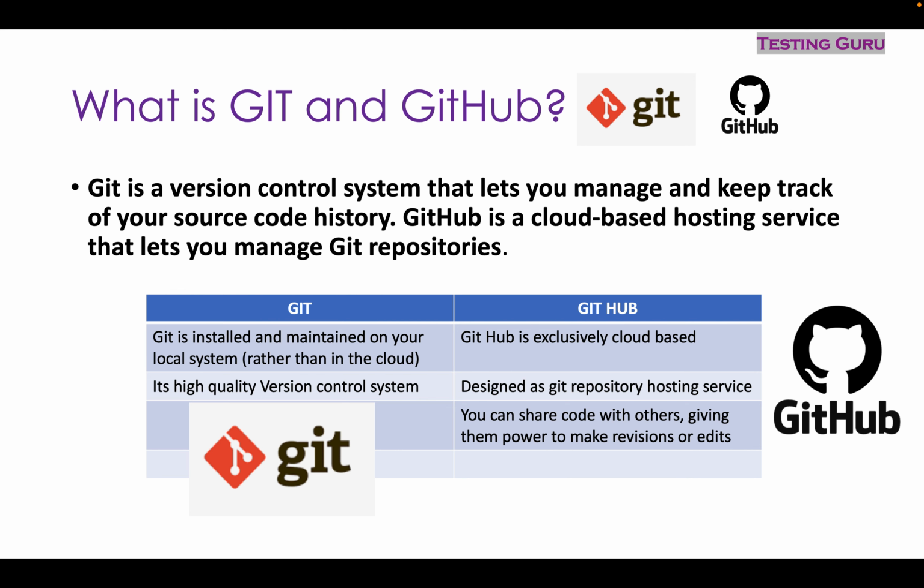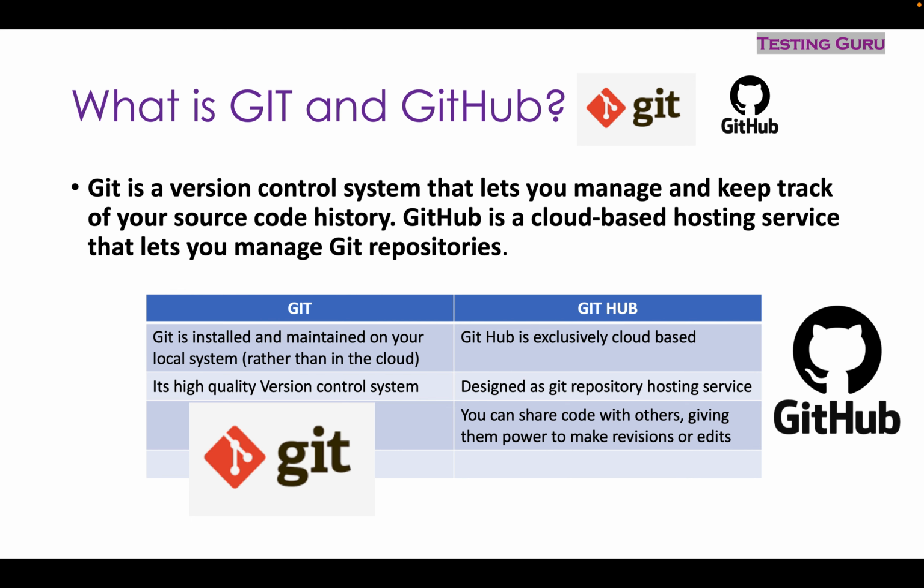Git is installed and maintained on your local system rather than the cloud, whereas GitHub is exclusively cloud based. Git is a high quality version control system, whereas GitHub is designed as a Git repository hosting service. And with GitHub you can share the code with others, giving them the power to make revisions or edits. Those options are provided by GitHub.